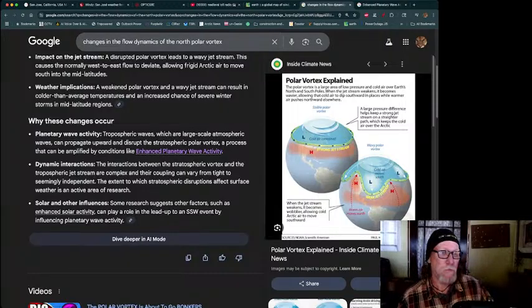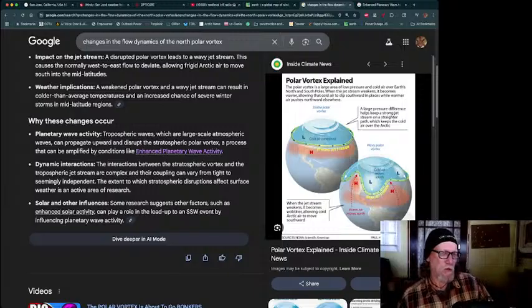Welcome to my world. Tropospheric waves, which are large-scale atmospheric waves, can propagate upward and disrupt the stratospheric polar vortex, a process that can be amplified by conditions like enhanced planetary wave activity. Oh, that was really interesting. I have a tab open for that. We'll get to that in a minute.